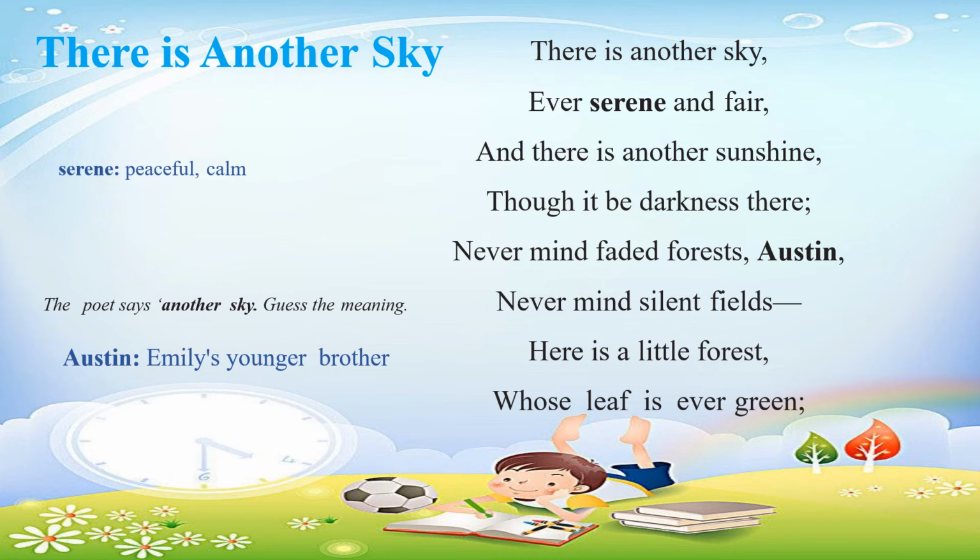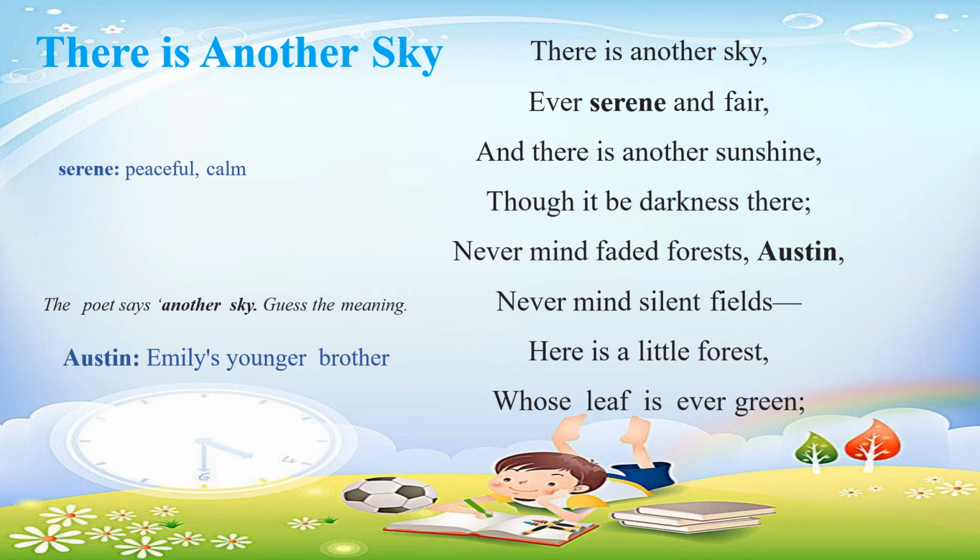It says in the beginning, there is another sky, ever serene and fair. That is, there is another sky which is always ever serene, means always peaceful and calm and fair. The sky is peaceful, calm and fair. And there is another sunshine. There is another sunshine, though it be darkness there. Means if it is dark around you, there is another sunshine somewhere.